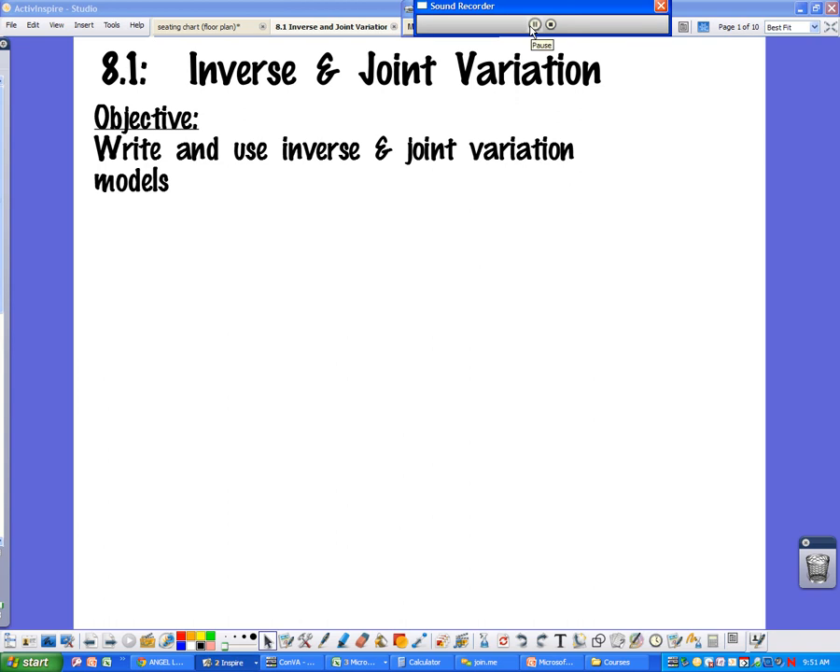All right, lesson 8.1 is inverse and joint variations. In this lesson, our objective is to write and use inverse and joint variation models. So the objective today is to write and use inverse and joint variation models.